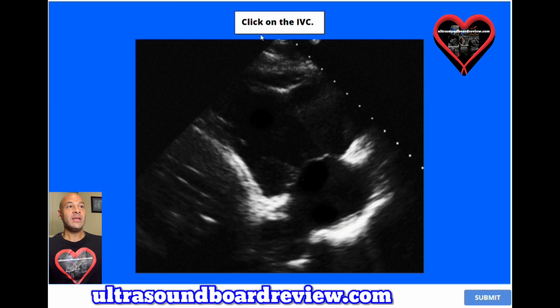Question 134. Click on the IVC. The answer is right in this region here. This is the RA-RV inflow, or the RVIT. This is the right atrium, and this is the right ventricle. The superior vena cava would be over in this region here, and that's the tricuspid valve.